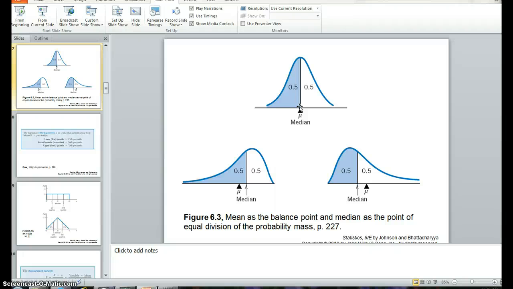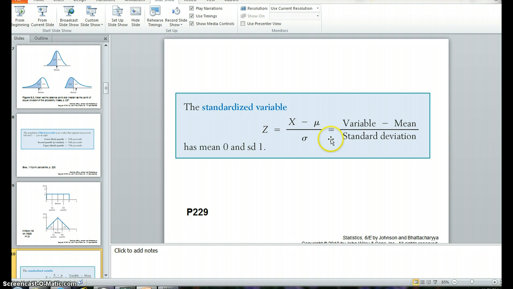Okay, so what we do is, if we have a continuous random variable, we can convert it to a standard variable by using this formula here. This formula is on page 229. X here is again, like before, we always use X for a random variable. It could be for the discrete case, a whole number, 0, 1, 2, 3, and so on. In this case, X can be any real number. It could be 6.1, 6.2, 5.7, anything.